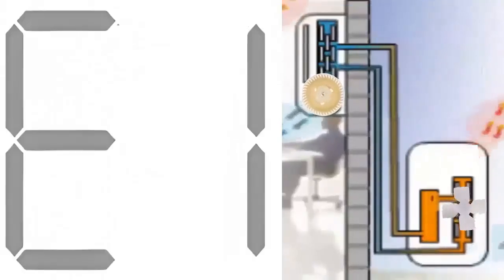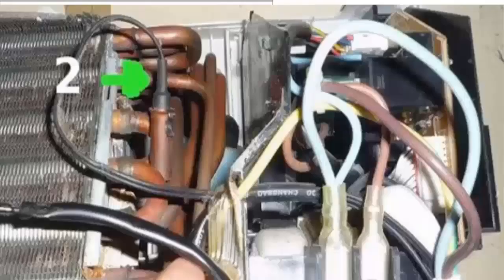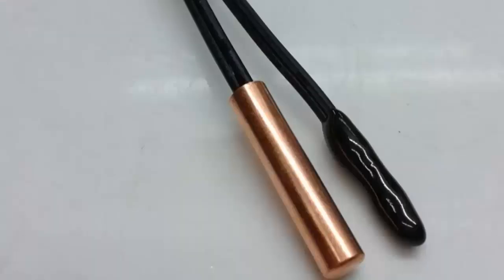However, in some Mabe inverter air conditioners, error code E1 is related to the ambient temperature sensor located in the indoor unit, whose diagnostics we will cover later.